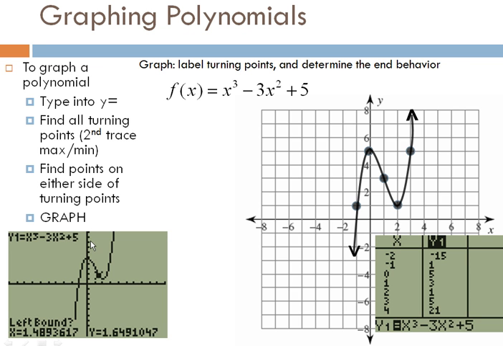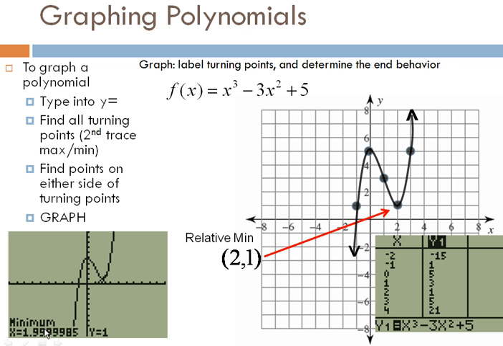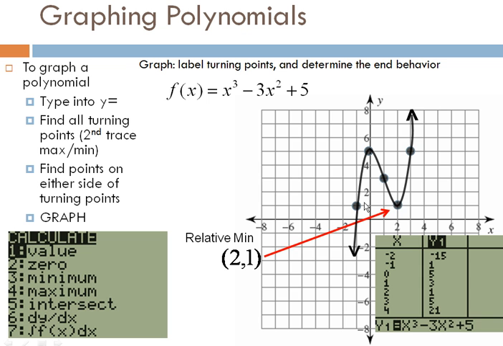Here's how to actually find that maximum and minimum. First, we'll find the minimum. If it says left bound, click to the left. If it says right bound, click to the right. And then guess really just means put the cursor as close as you can to that intersection. And we do this by hitting second trace, maximum or minimum. 1.99995 is to 2,1, so we got a relative minimum at 2,1.